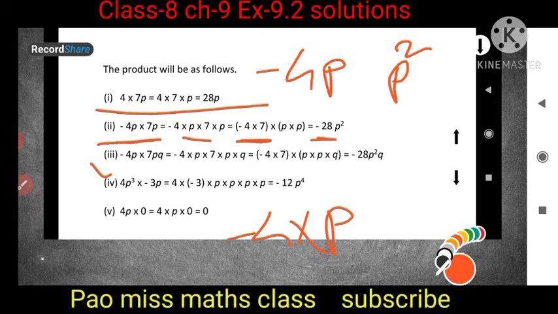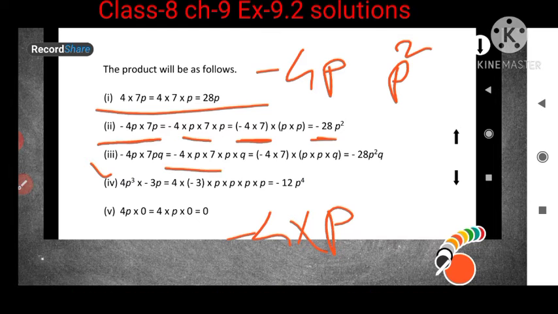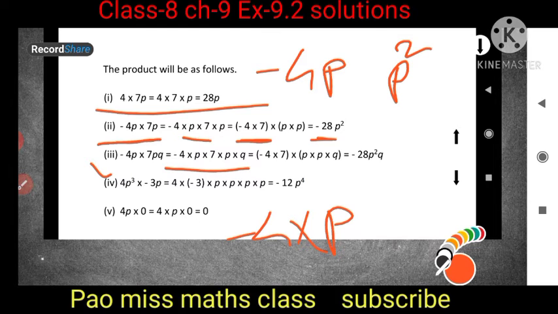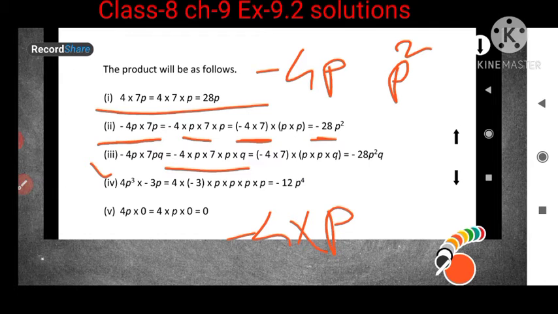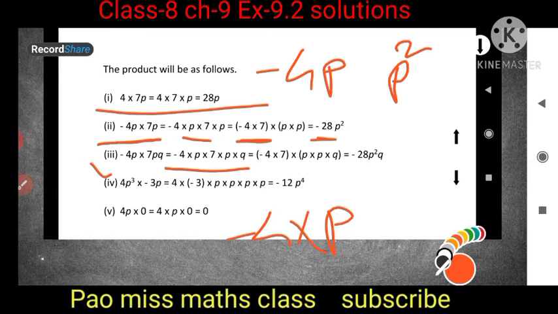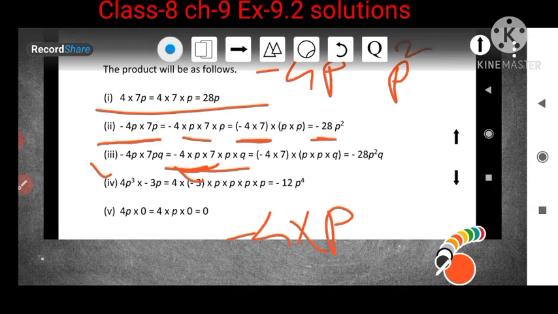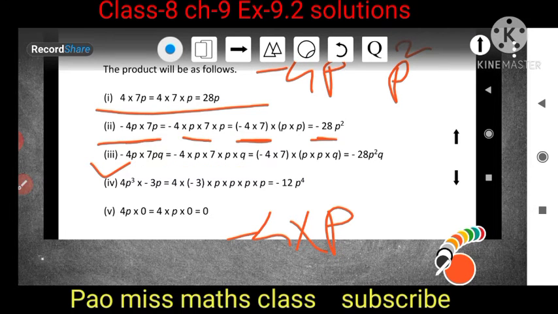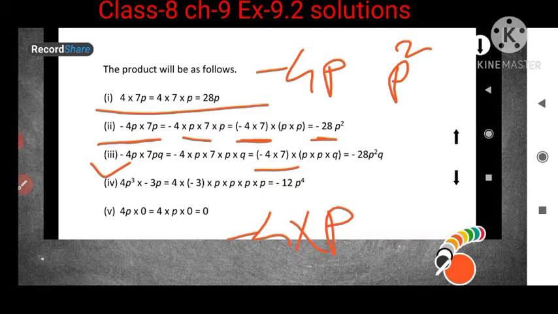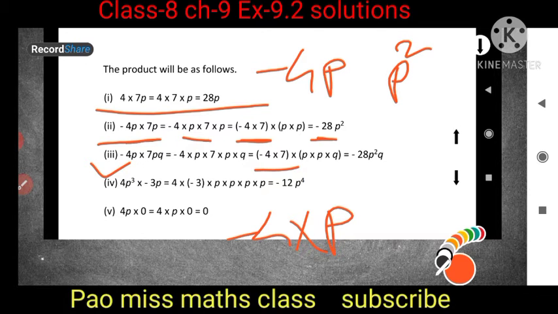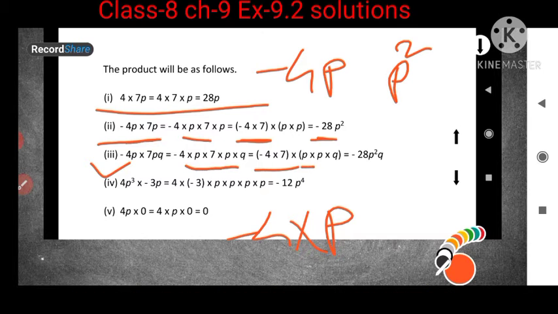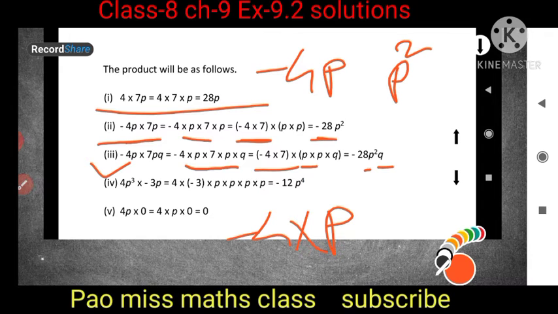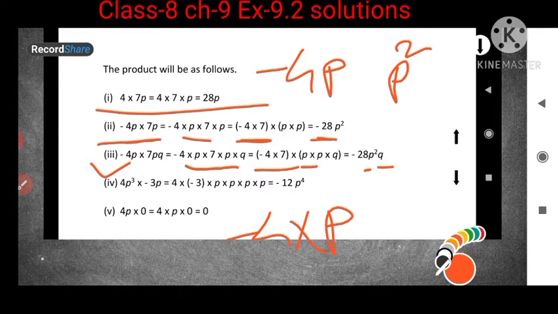Question number 3 is given: minus 4p multiplied with 7pq. Now you will expand and multiply all the numbers: minus 4 into p into 7 into p into q. Again you will collect the constant terms together, and the variables, the alphabets, together. The numbers here are minus 4 and 7, and p into p makes p square, and 1q is there, so q will remain the same. So the answer is minus 28p square q.